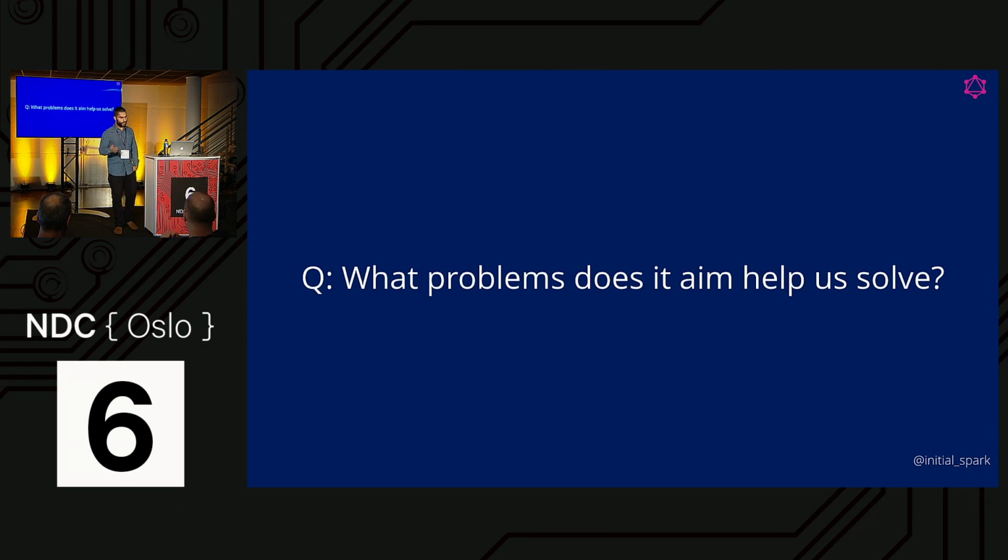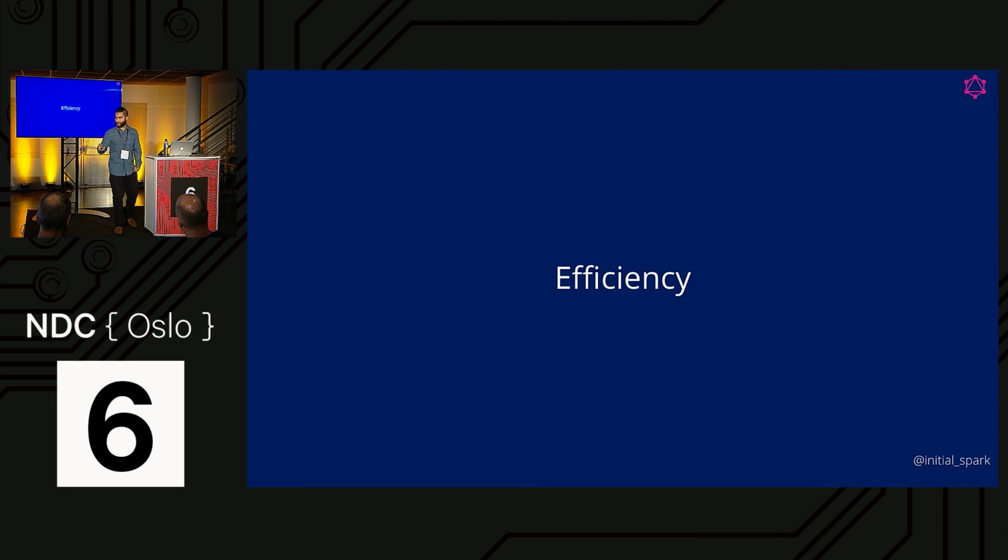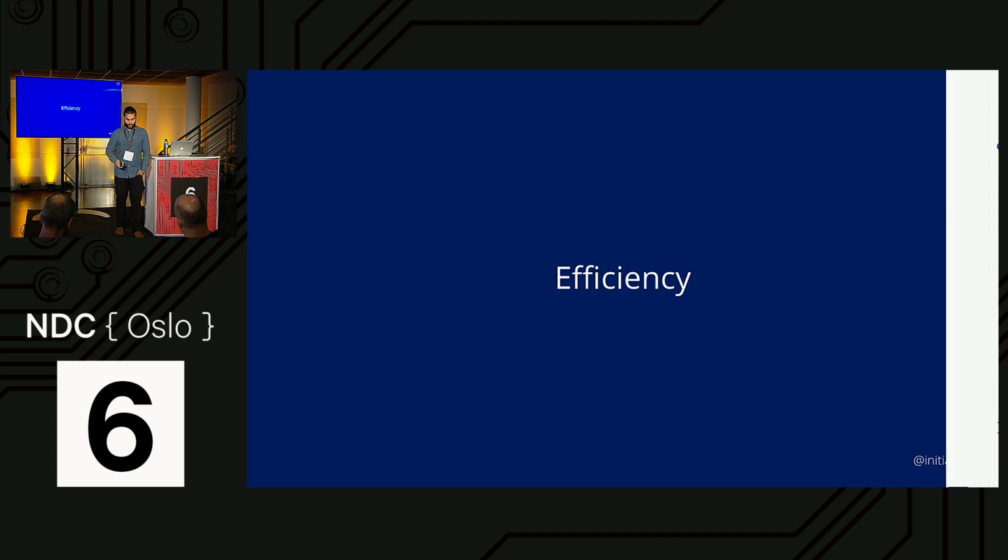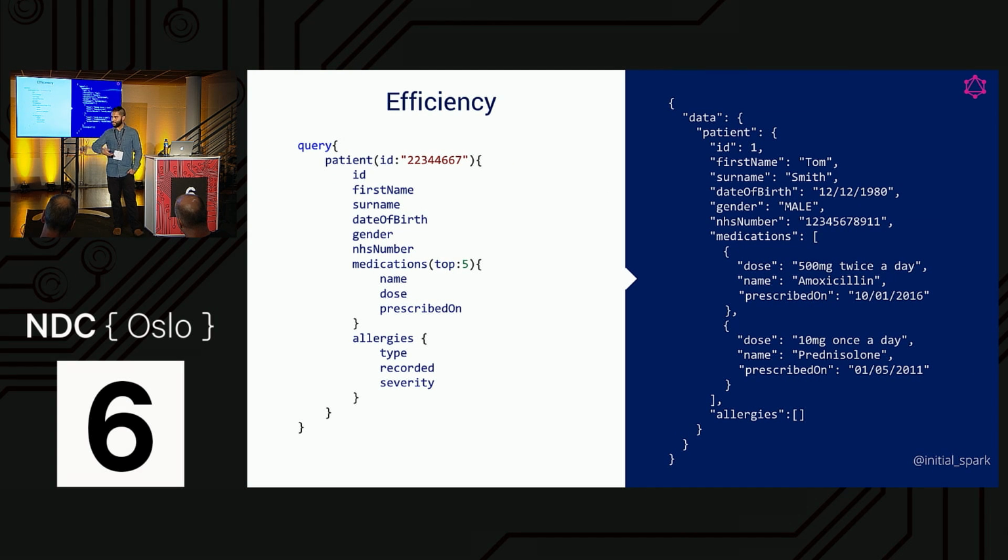So now we kind of know what GraphQL is and roughly how it works. What problems does it help us solve? Now, if we think back to our example, one of the main problems we had was around efficiency, this concept of underfetching and overfetching. GraphQL avoids this because we structure the data in a way that we bring back all the relevant data we need in the structure and shape that we want.